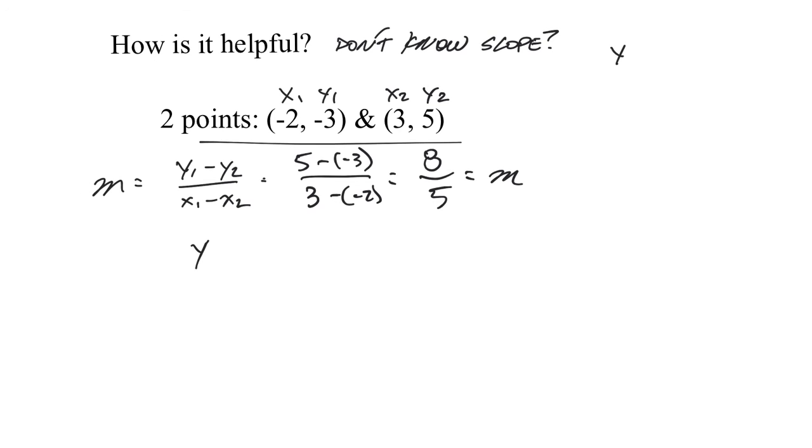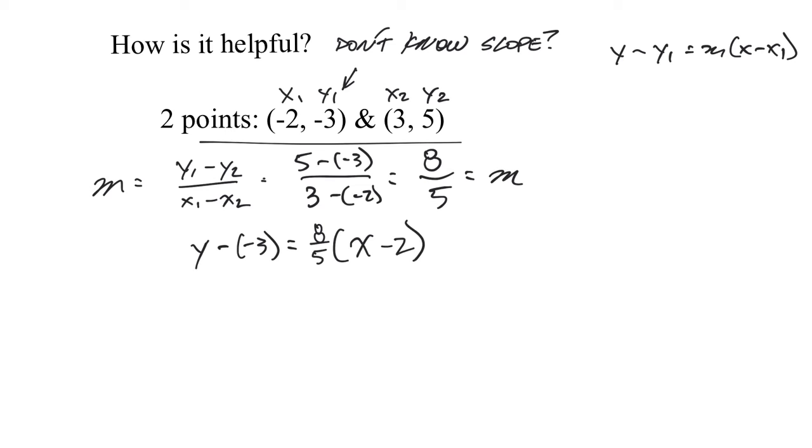So let's do it. Remember our formula here: y minus y1 equals m slope times x minus x1. So y minus, let's use this point here. I put it in parentheses so I don't confuse and mistakenly just use that negative symbol. You'll see what I mean. I'll show you what not to do in the future. And then, sorry, m is 8 over 5 times x minus 2.